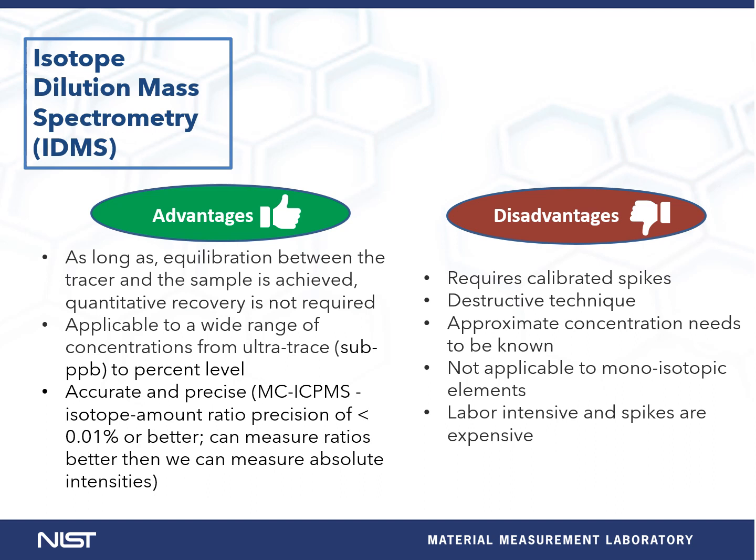Disadvantages of the technique are that it requires calibrated spikes, that it is a destructive technique where the sample is destroyed and cannot be used again. Its approximate concentration needs to be known for optimal spiking. In some cases, there is also a lack of available isotopic spikes, and spikes are very expensive. It is also labor intensive, and it is not applicable to monoisotopic elements.